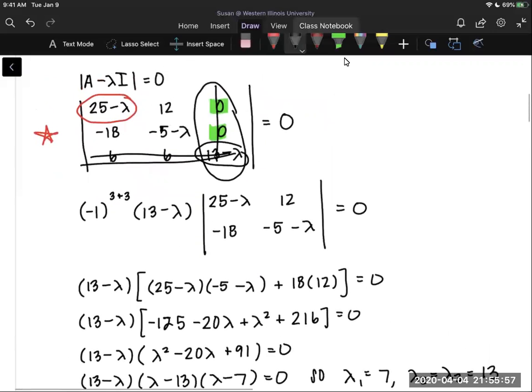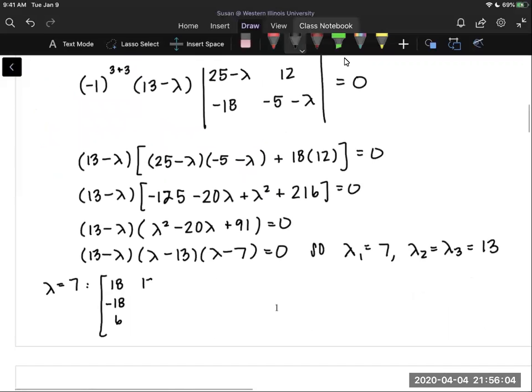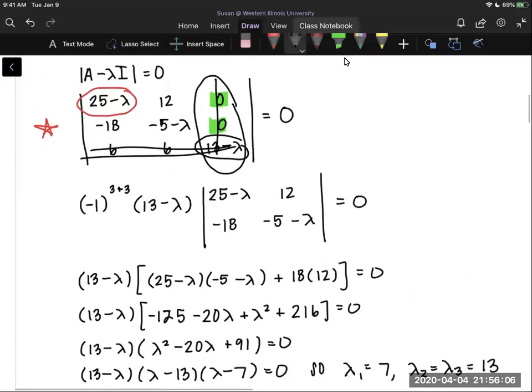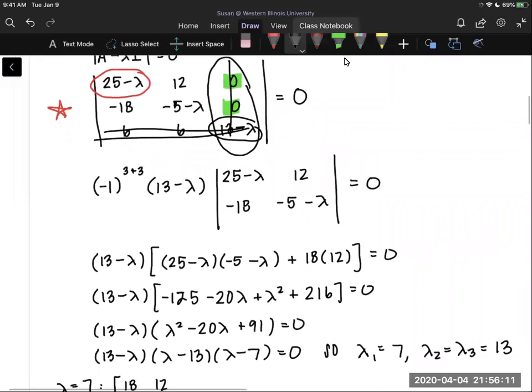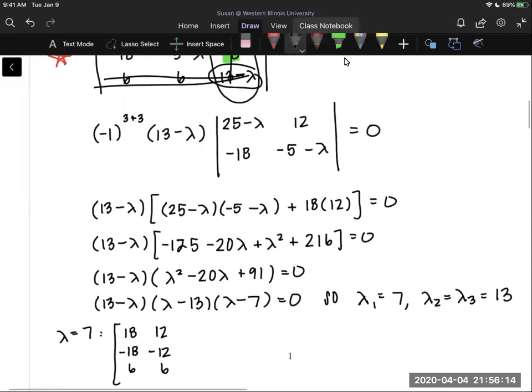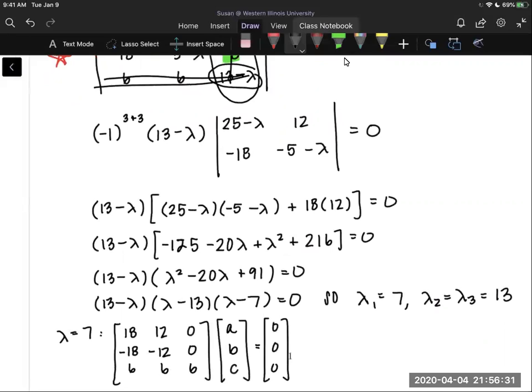And then do the same for the next column. So -5 minus 7, it's going to be a -12. So I get -12, -12, and 6. And then finally 0, 0, and 13 minus 7 is 6. Now I want to multiply by some arbitrary vector, which I'm going to call ABC, and this is the eigenvector that I seek. And this is always going to equal 0.